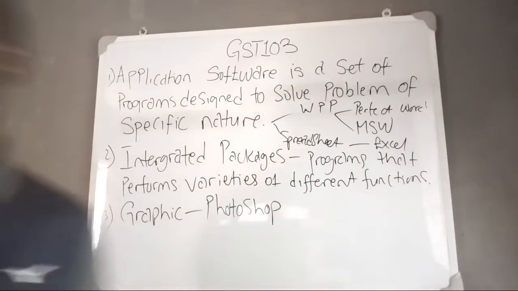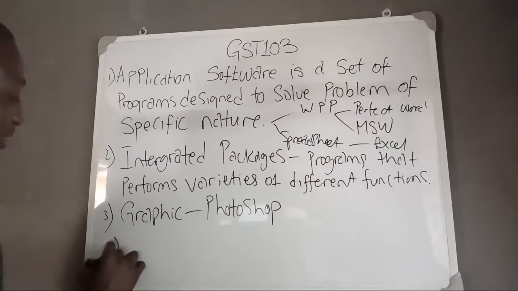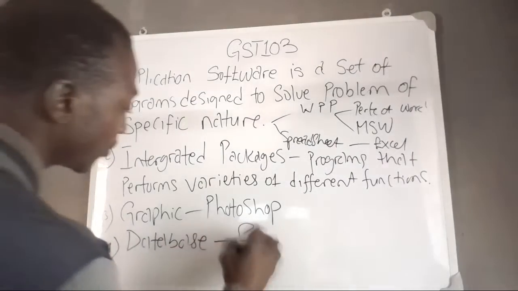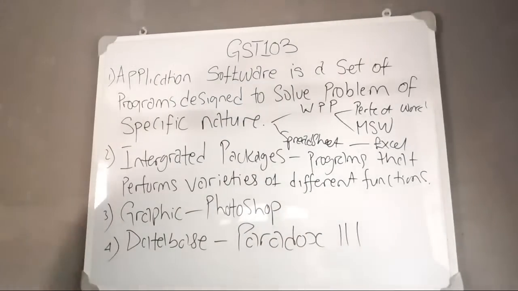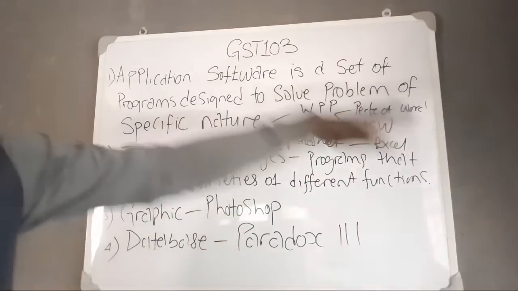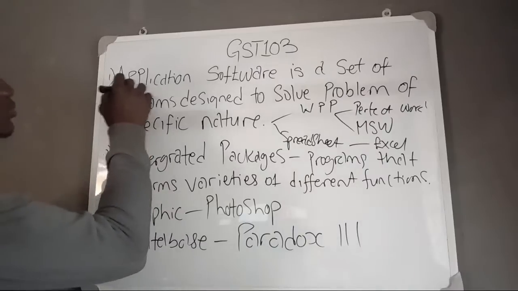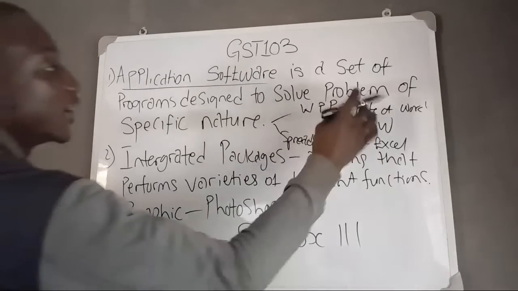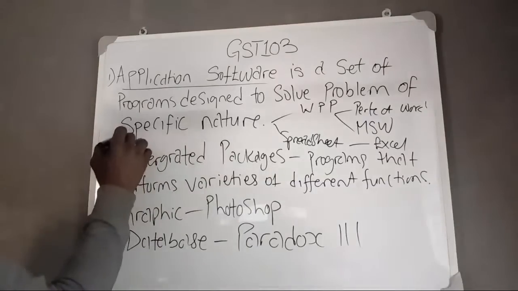We have packages for database. Then when we talk about Paradox 3, packages for database, we have Paradox 3. We have them like that. But the thing is that all these things we've written here are under application software, and they are a set of programs designed to solve specific problems of specific nature.